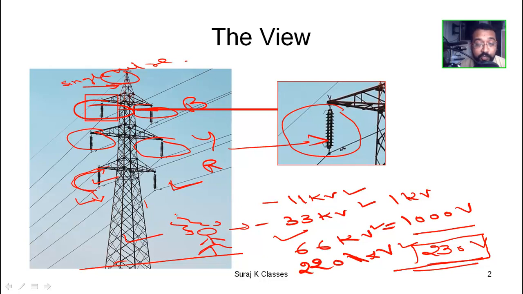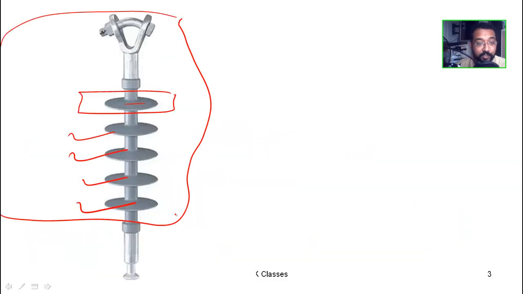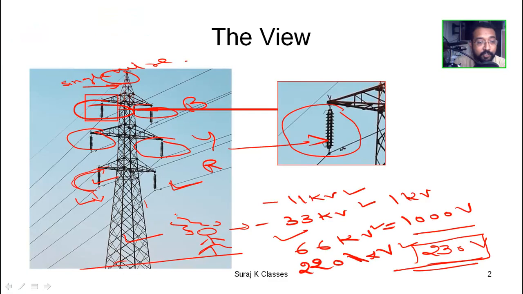Now you don't have to bother, because we have an arrangement for this, and that arrangement is nothing but the insulator. That means to insulate this tower from these lines. There is a medium that is called an insulator.